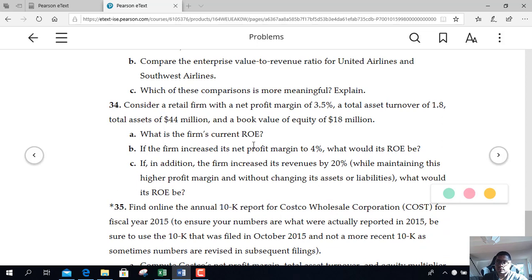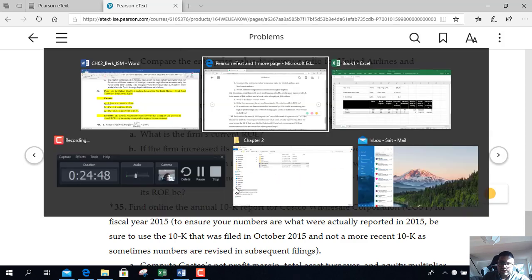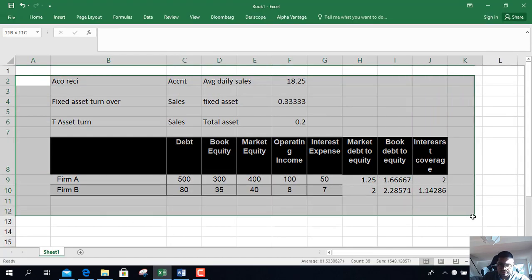Next is 34. Consider a retail firm with a profit margin of 3.5%, total asset turnover of 1.8, total assets of 44 million and book value of equity of 18 million. What is the firm's ROE? If the profit increases by 4%, what would be ROE? In addition, if the firm increases revenue by 20%, maintaining this higher profit margin and without changing its assets or liabilities, what would be ROE? So they are asking you to do DuPont analysis.